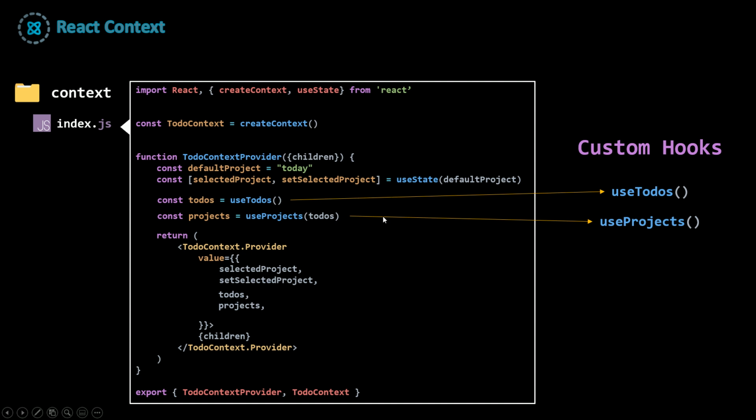Before we use these, of course, we need to import them from a folder called hooks. So I will need a folder called hooks for my custom hooks. So let's first talk about what a custom hook is and when you need a custom hook.